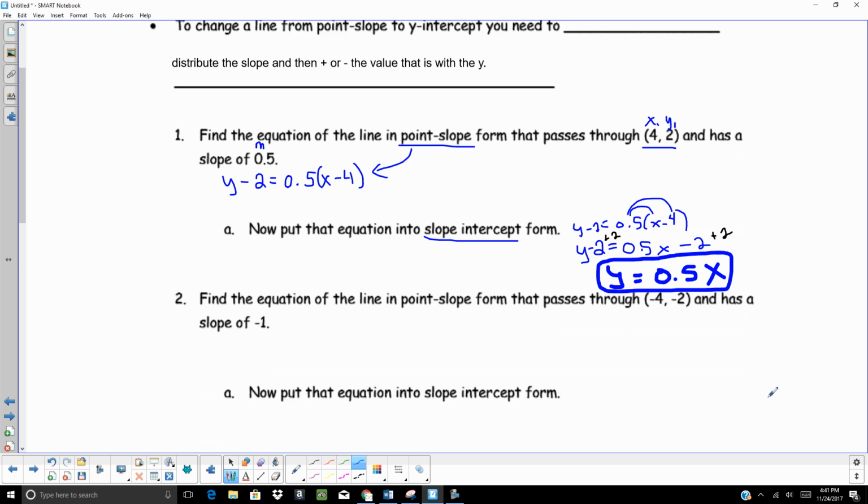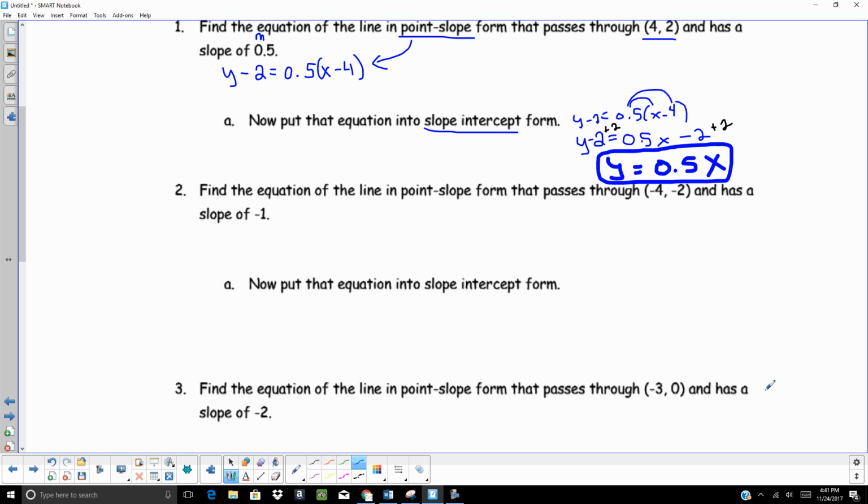All right. There are 2 more for you guys to try right there. Why don't you hit pause and try those 2 on your own?